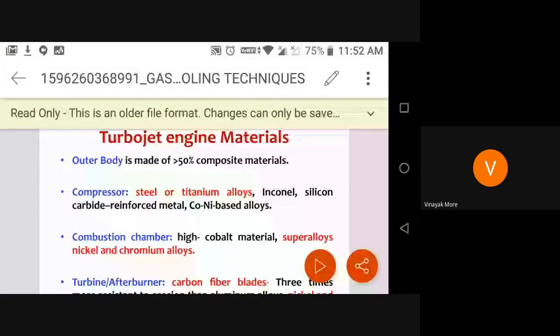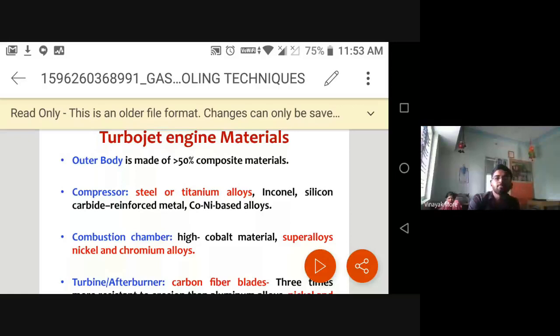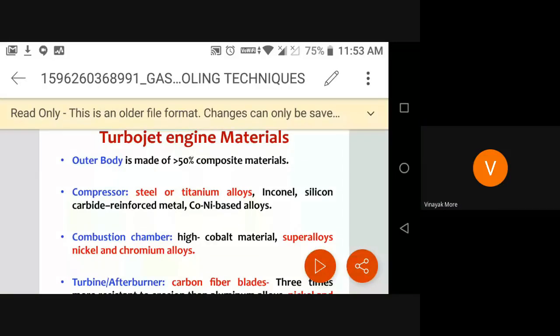Coming to the outer body of the turbojet engines, the covering of the engines or the complete body of the aircraft, nowadays most of the time composite materials are used, more than 50% along with metals. They are nothing but carbon fiber or glass fiber materials. Then for compressors, we need high strength or high energy materials, such as steel or titanium alloys or silicon carbide materials, then cobalt nickel based alloys. Like this you can go for different materials.